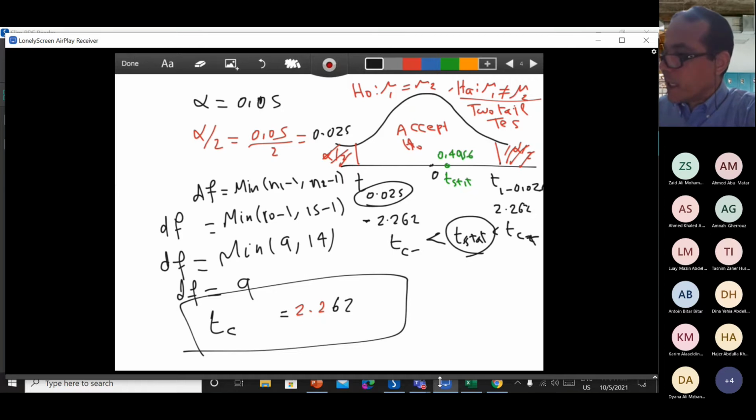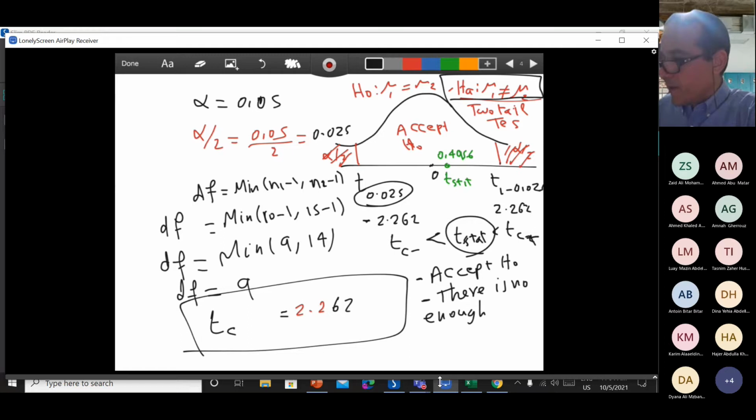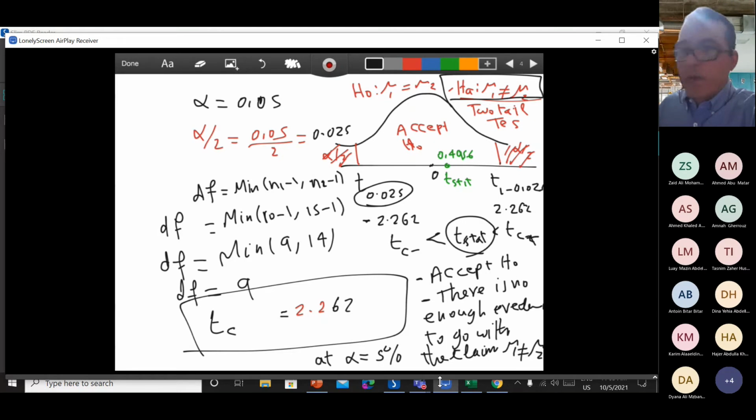So once your T stat in this case for two tail is lying between these two values, your decision will be accept H naught. So what's your summary? This is your decision. What's your summary? There is not enough evidence to go with the claim. The claim is your null hypothesis, right? You have to mention at alpha equal to what? 5%, because your decision might be different when you have different alpha, right? Okay.